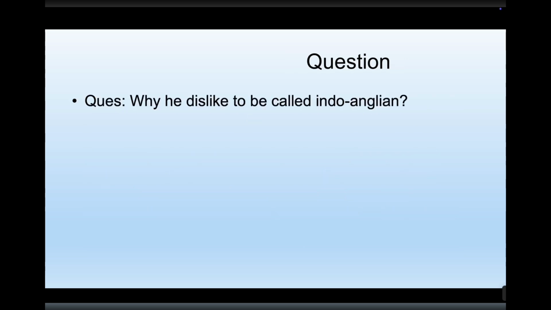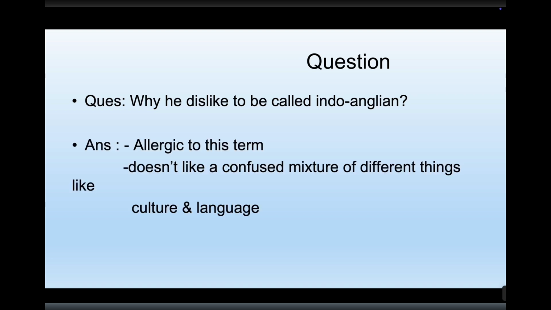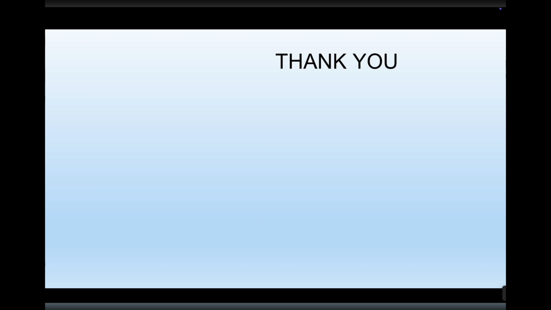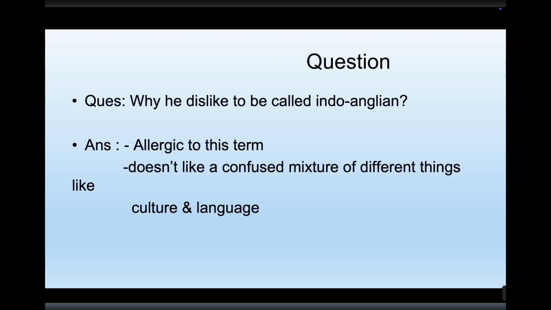There is one question related to this poem that may be asked in exams: why did he dislike being called Indo-Anglican? Because he is allergic to this term. First of all, he does not like a confused mixture of different cultures and languages. This poem expresses that the poet is really frustrated with being labeled Anglo-Indian. The poem highlights the themes of identity, cultural belonging, and rejection of colonial classification.